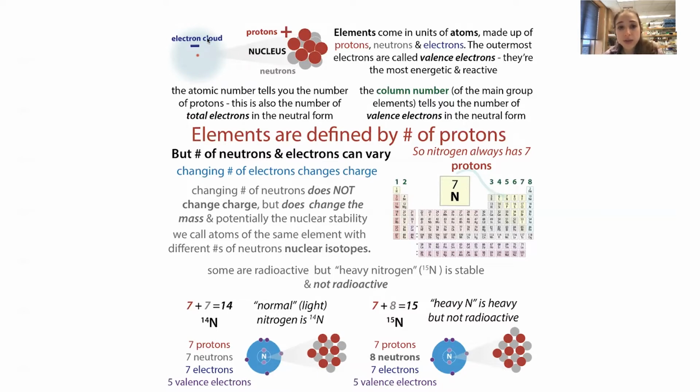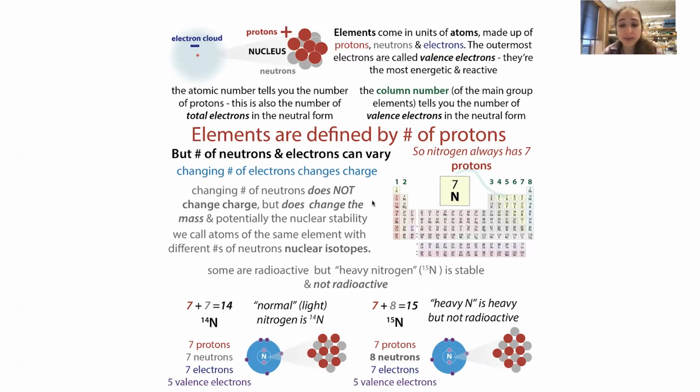If you change the number of neutrons, well, these are neutral, so they're not going to affect the charge, but they might affect the stability. The neutrons are really important for helping glue the nucleus together. You have all these positively charged protons, and opposite charges attract, so the neutrons are really helping hold all of this together. If you have too few or too many neutrons, you're going to have an unstable nucleus. And if you have one of these unstable nuclei, then you can undergo radioactive decay.